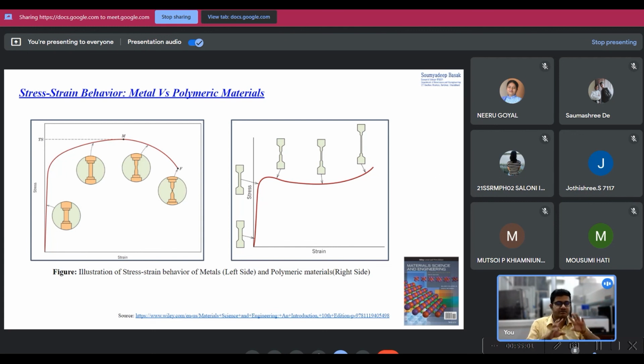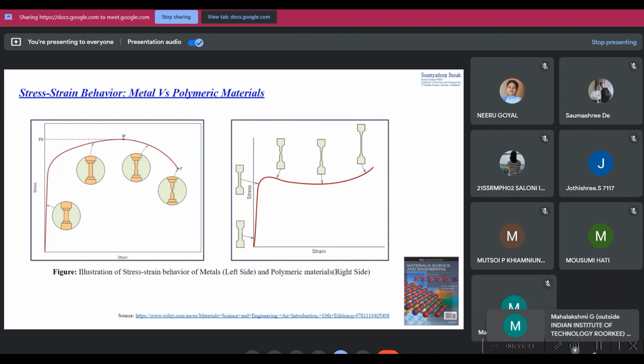So this different stretching behavior, depending upon the necking: what happens after the necking is introduced in metals and what happens after the necking is introduced in polymeric or viscoelastic material is different. Metal and polymer are the two poles of materials, so they behave very differently.